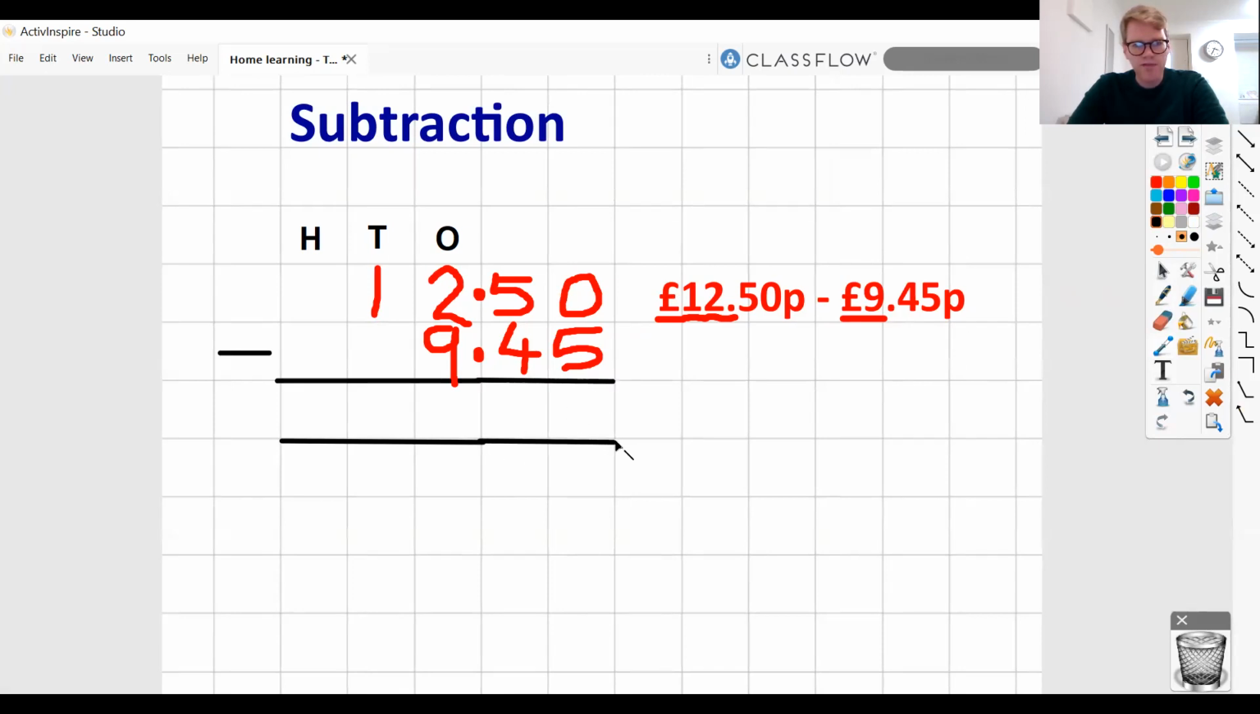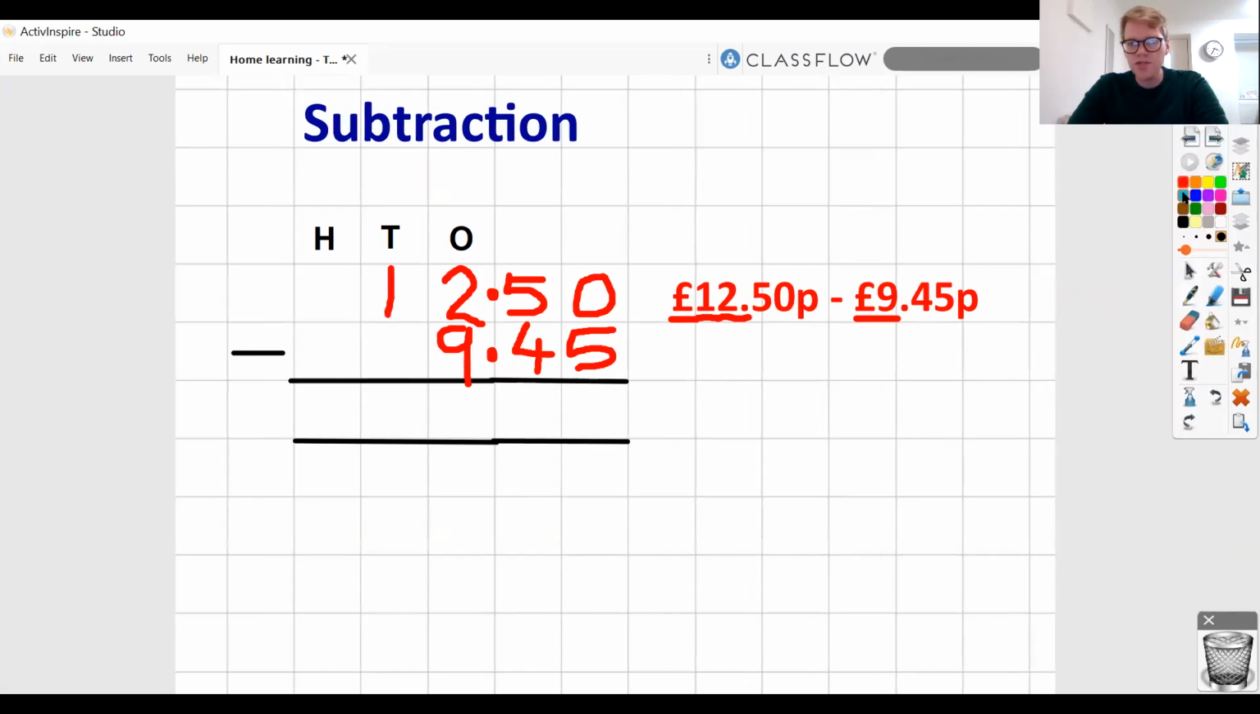So 0, take away 5. Well, the trap many people will fall into is they'll look at that and they go, right, 5, 0, it's 5. Of course, actually, it's not because we're starting with 0. If I've got none, I can't take any away. So I'm going to need to go over here and do some exchanging. So in this case, I'm going to exchange. This is 10 pence. I'm going to take one away. So now that's saying I haven't got 50, I've got 40, and I'm going to exchange that for 10 1p's. So now I've got 10 take away 5, that's 5. 4 take away 4, that's 0.